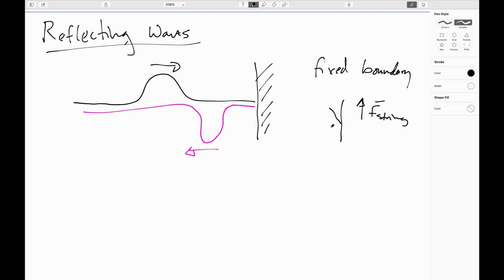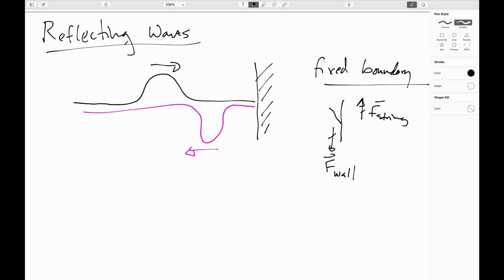By Newton's third law, that means the wall would have to exert a downward force on the string. And so that would be the same difference as if you snapped the string down. So effectively you make a new pulse heading out from the way it came in, but upside down. So that's if you have a fixed boundary.